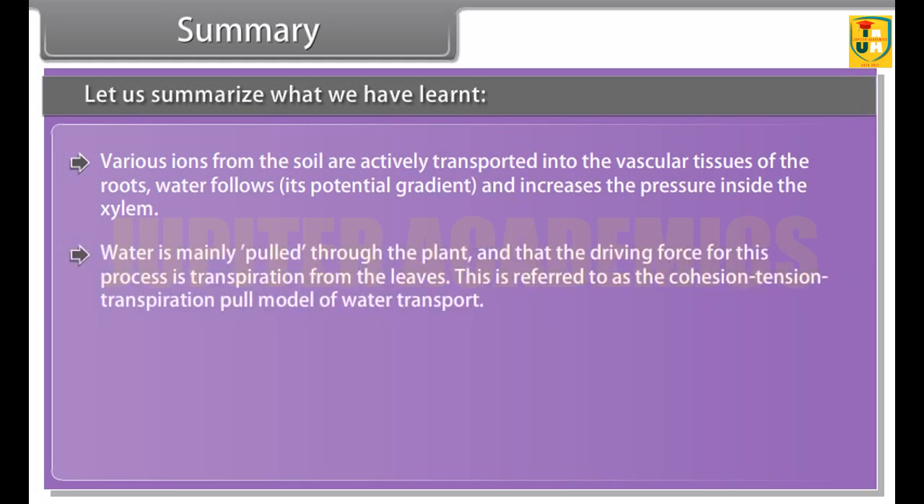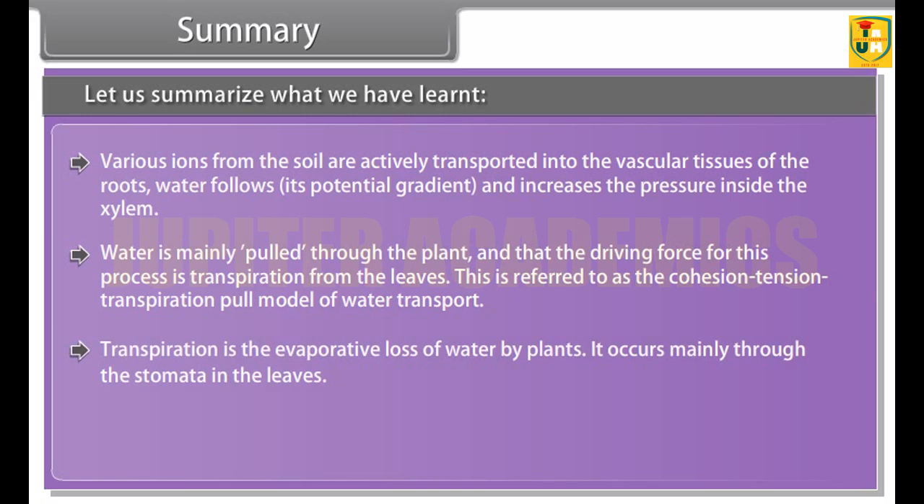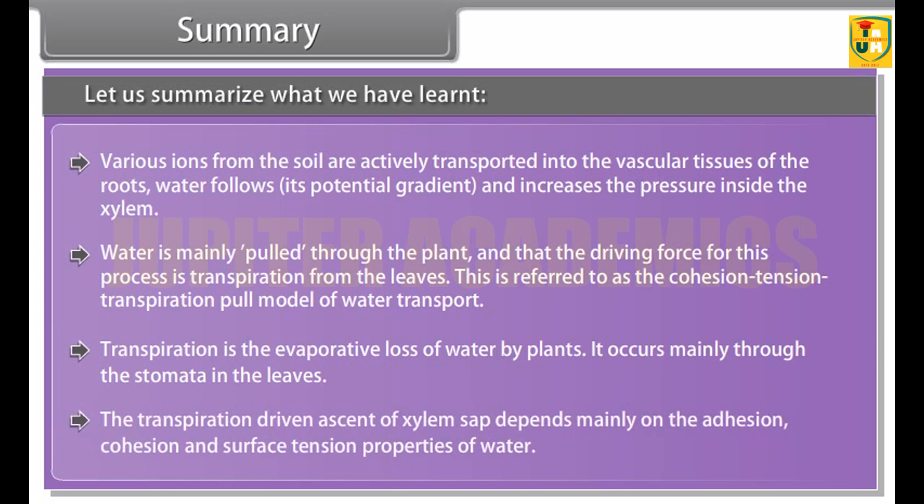Water is mainly pulled through the plant, and the driving force for this process is transpiration from the leaves. This is referred to as the cohesion, tension, transpiration pull model of water transport. Transpiration is an evaporative loss of water by plants. It occurs mainly through the stomata in the leaves. The transpiration-driven ascent of xylem sap depends mainly on the adhesion, cohesion, and surface tension properties of water.